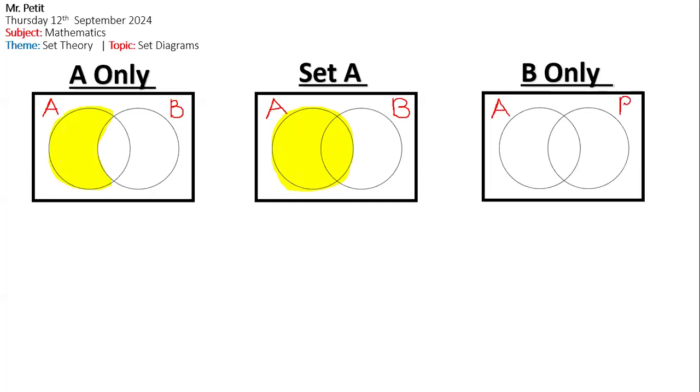So I want only B. So what do I not include? I do not include A, and not the intersection. Very good. I do not include the intersection. I do not include A. So let me highlight this. B only, so make sure you do not include the intersection. Do not include the intersection, only the elements in B only. Just this.